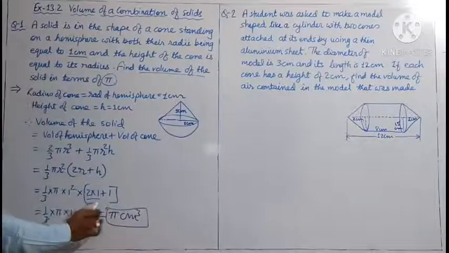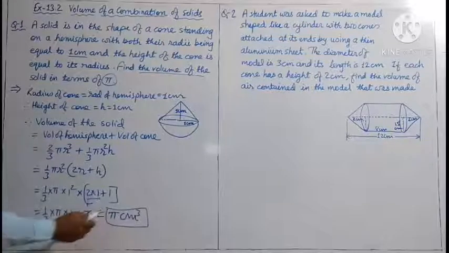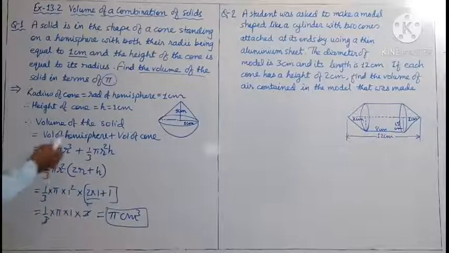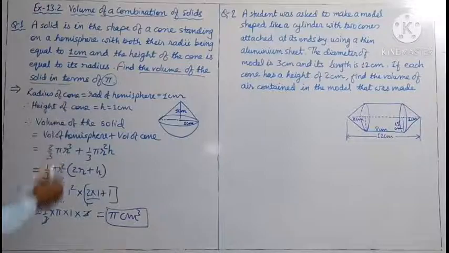As it is volume, it is centimeter cube. So pi centimeter cube is the volume of the solid.